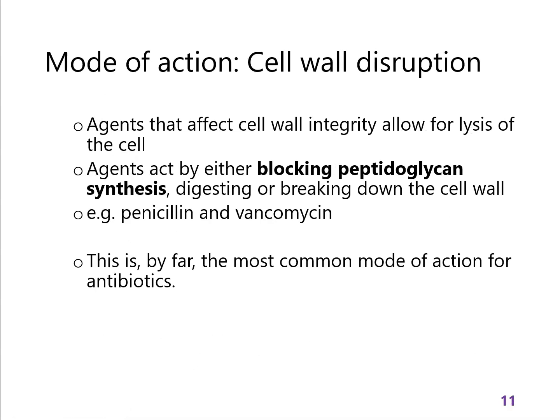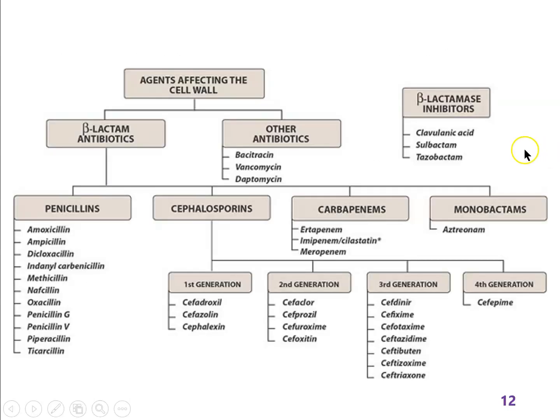Cell wall disruption is one of the biggest ones among antibiotics. It's definitely the most common mode of action for antibiotics. What it does is allow for lysis of the cell, because the cell wall gives the cell membrane the mechanical strength it needs to avoid breaking. And so we will mostly see this one when we look at antibiotics. These are all the antibiotics in the 5th edition of the textbook that affect the cell wall of bacteria.